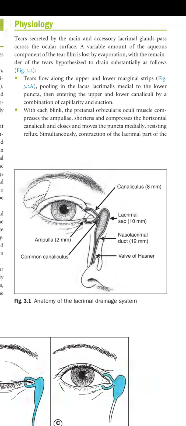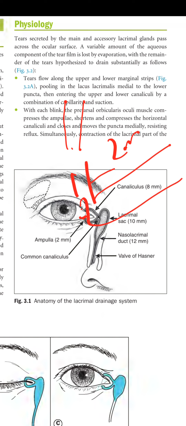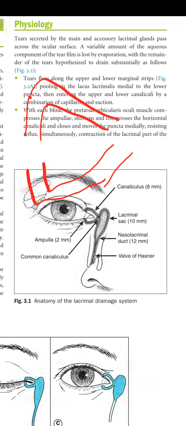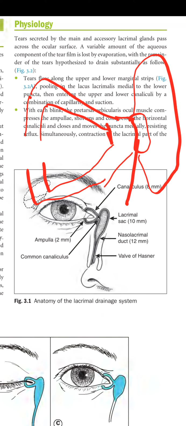This picture shows the puncta and the start of the canaliculi. The canaliculus has a vertical part of about 2 mm and a horizontal part of about 8 mm, forming 10 mm in total. The first 2 mm is called the ampulla, and the second part is the canaliculus. Most of the time the upper and lower canaliculi join to form a common canaliculus, which opens into the lateral wall of the lacrimal sac and is guarded by the valve of Rosenmuller.